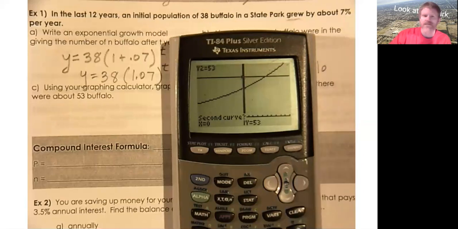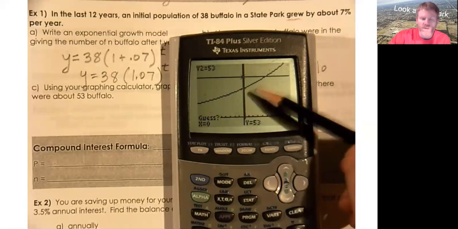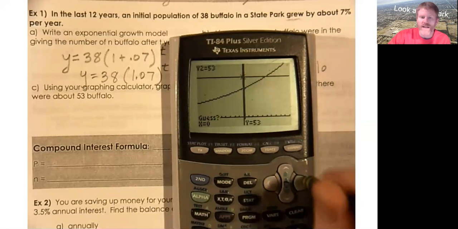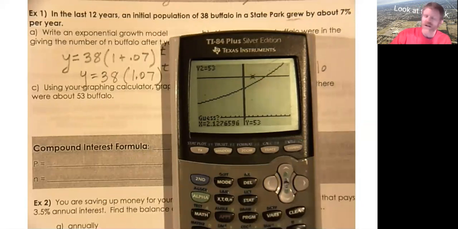And then it says guess. If it crosses more than once, it's important to be closer to your answer. If you want to get close to it, you can, but we know this only crosses once, so we can just hit enter, and it'll show you that you're at 4.92.